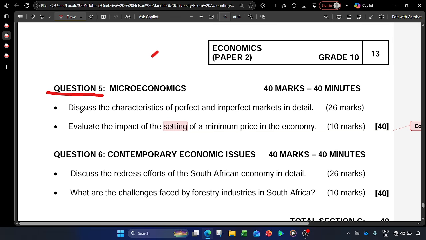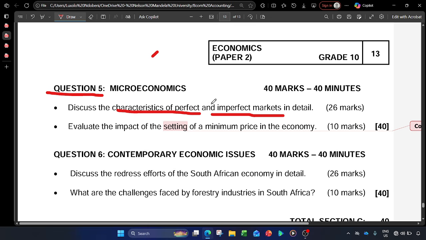They said discuss. Remember, the introduction and the conclusion must be based on the main part, and the main part is the first bullet point, which is 26 marks in your question. So the keyword here, they say we must discuss the characteristics of the perfect market and imperfect markets in detail. Here you can see that there are three things. First, the one that includes all of them, which is the markets, because there is a definition for the markets. And the second is the perfect market and imperfect market.